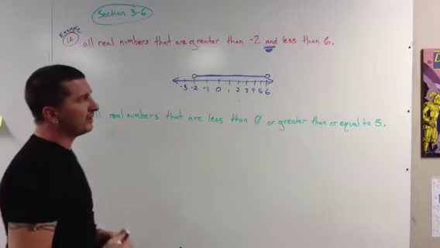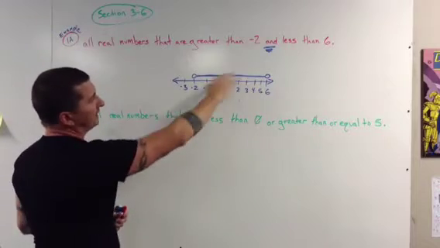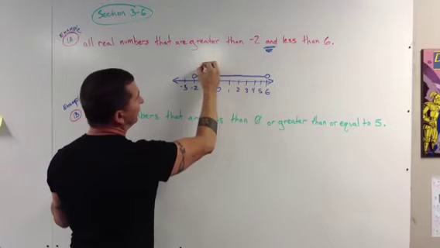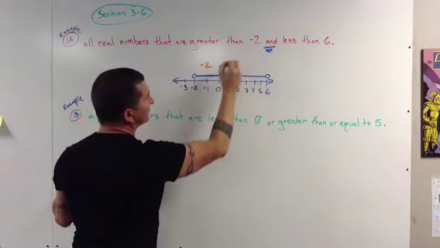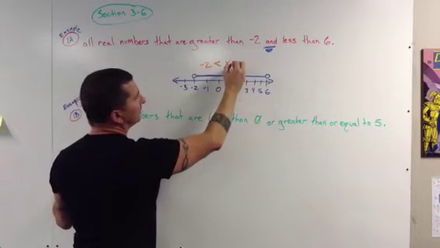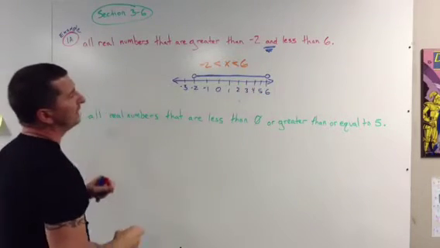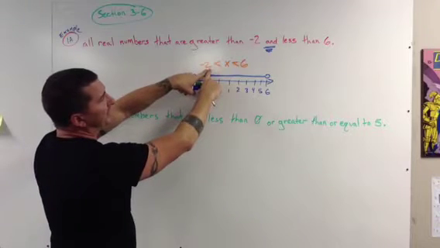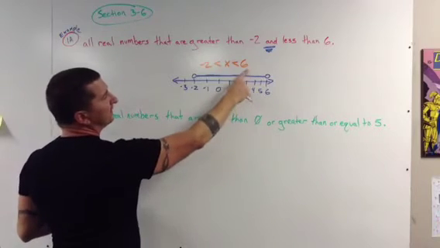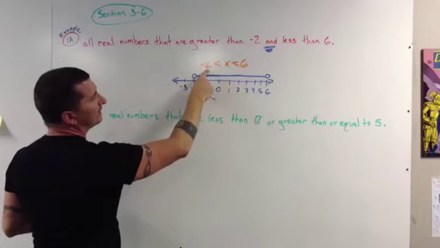Now there's also another way to write this. We can write an inequality where we call this number in here x. We say x is greater than -2. X is also less than 6. So the inequality statement would be -2 is less than x, which is less than 6. Or you can read it backwards. 6 is greater than x. X is greater than -2.